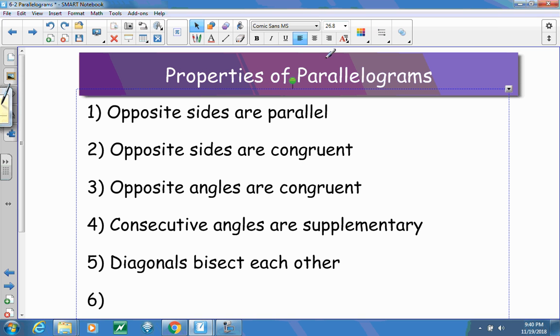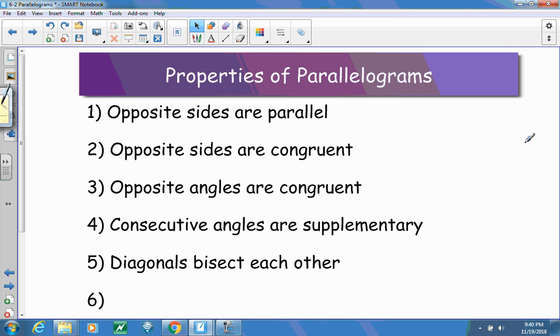So when we talk about properties of a parallelogram, I talked about 5 properties that there are: opposite sides being parallel, opposite sides are congruent to each other, opposite angles are congruent, consecutive angles are supplementary, and diagonals bisect each other. So what we're going to be doing here is trying to figure out what kind of things we can use to verify these properties. Because if we can verify one of these properties, then we can prove that it's a parallelogram.